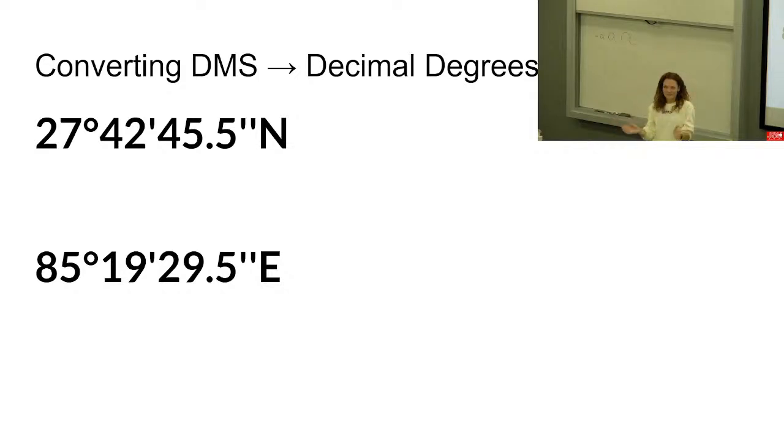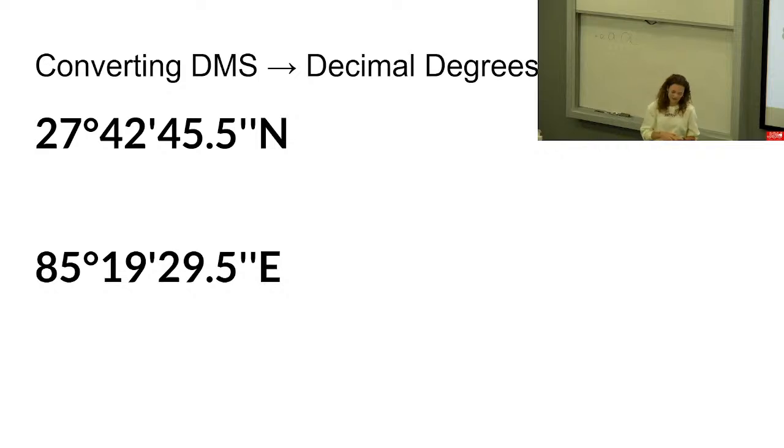So altogether, the final answer is 85.32486 degrees east. Don't forget your direction. Direction is very important. It's the unit. If you don't have the unit, then you don't know what exactly that number means. So don't forget your direction, east or north or whatever it is.